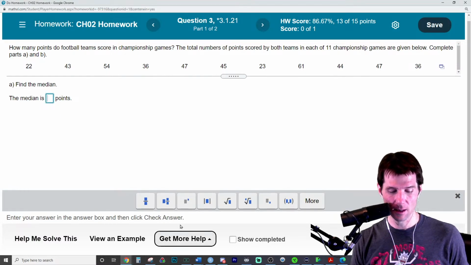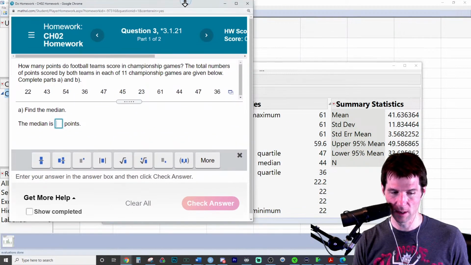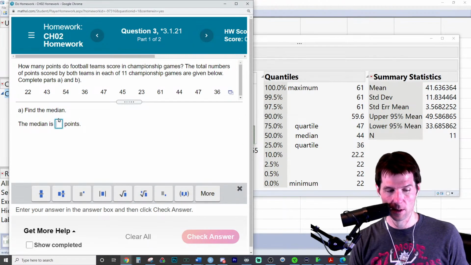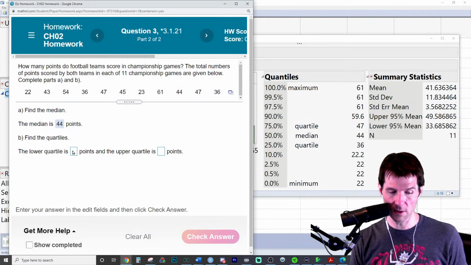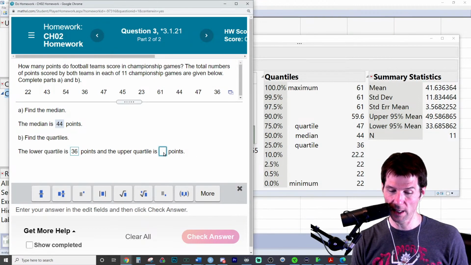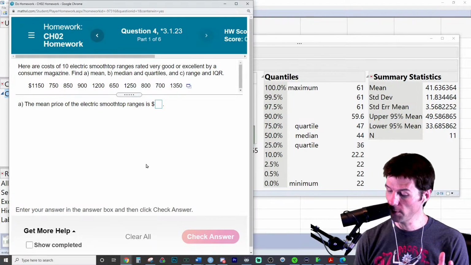And so the median, here we'll do this. Can we get it all on one screen? Yes, we can. And here we are. We don't need those extra things. So the median is 44. Awesome. The lower quartile is the 25th percentile. The upper quartile is 47, which is the 75th percentile. And that's it for that one.